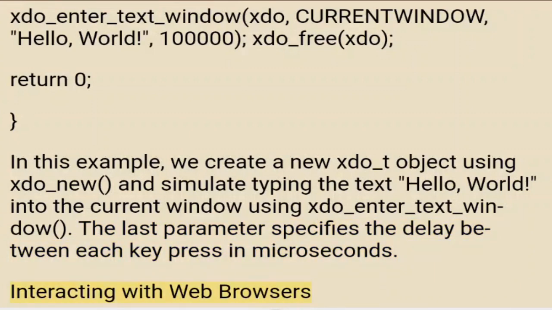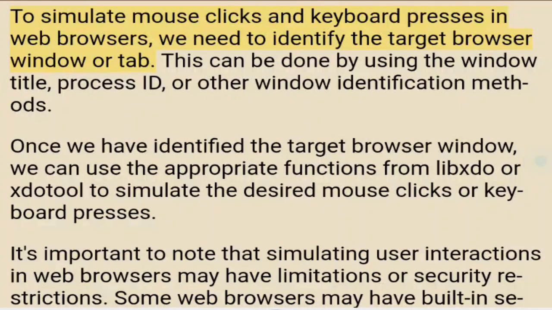Interacting with web browsers. To simulate mouse clicks and keyboard presses in web browsers, we need to identify the target browser window or tab. This can be done by using the window title, process ID, or other window identification methods. Once we have identified the target browser window, we can use the appropriate functions from libxdo or xdotool to simulate the desired mouse clicks or keyboard presses.